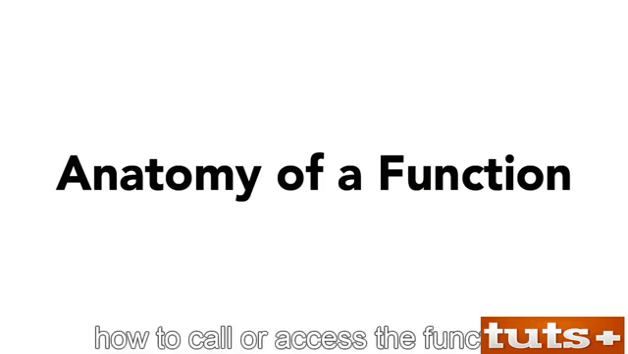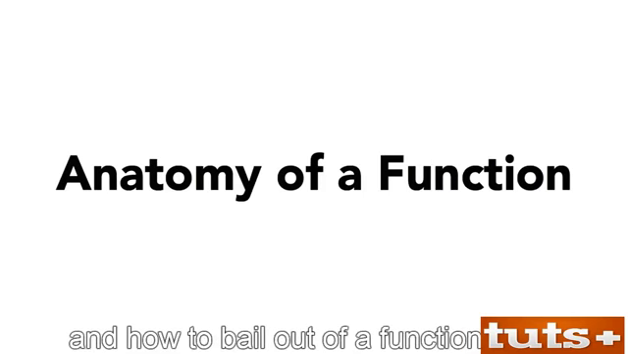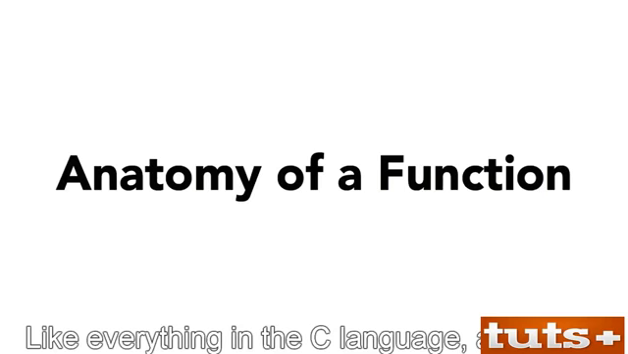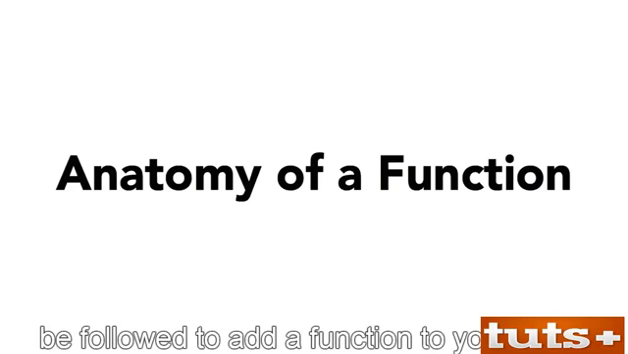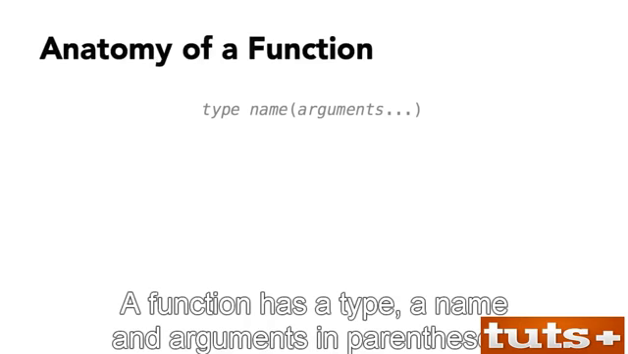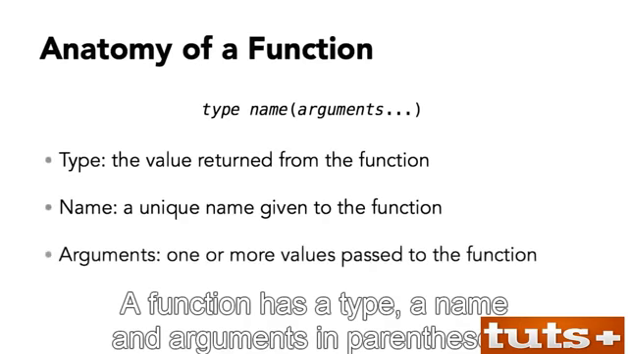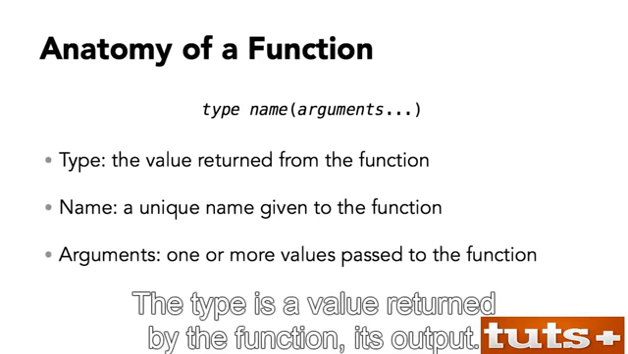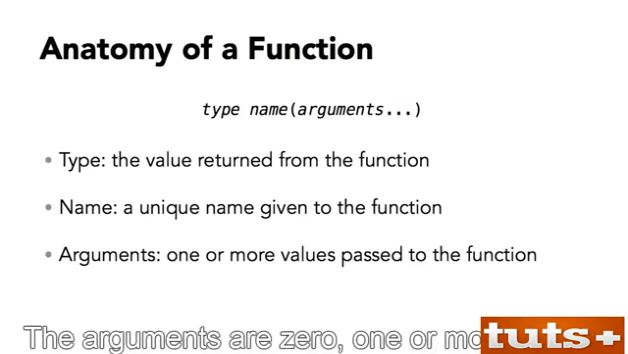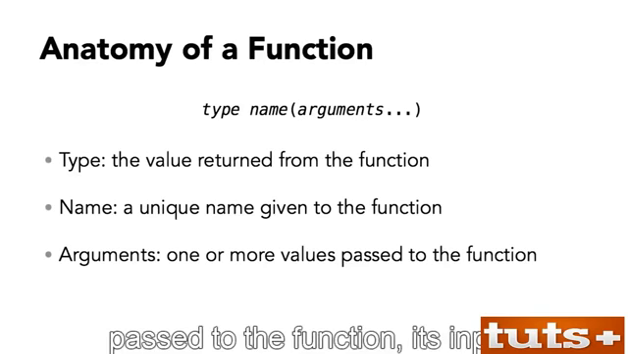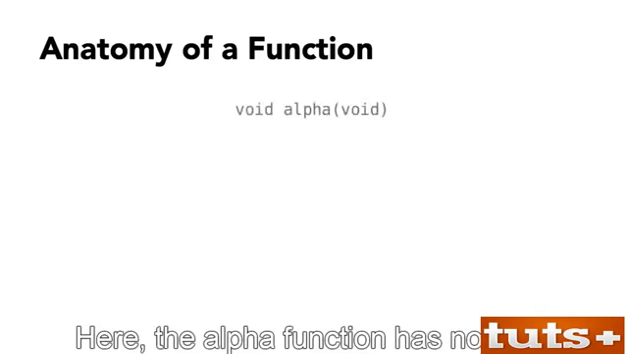Like everything in the C language, a function has a certain style and various etiquettes must be followed to add a function to your code. A function has a type, a name, and arguments in parentheses. The type is a value returned by the function, its output. The name is a unique name that identifies the function. The arguments are zero, one, or more values passed to the function, its input. Here, the alpha function has no input or output, which is valid in the C language. Therefore, it's a void function.